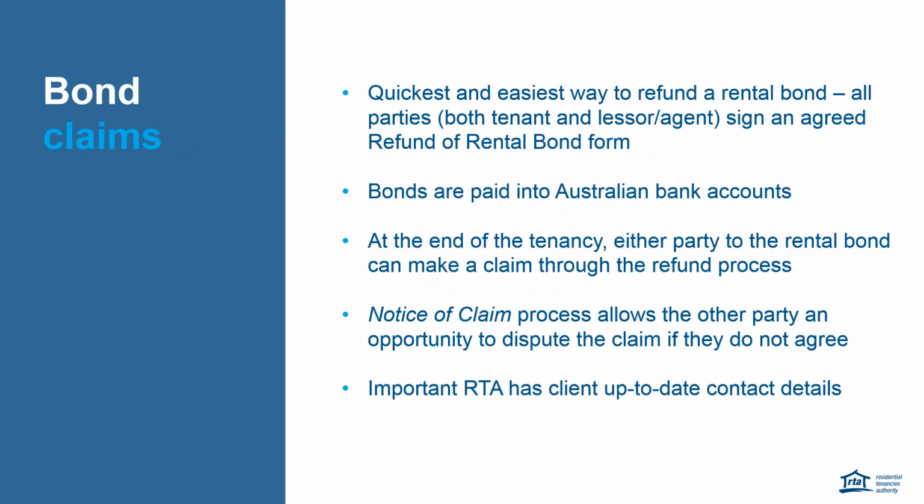So just with bond claims, the quickest and easiest way to get a refund is to have everybody involved in the tenancy on the bond, all parties sign and agree to a refund form and submit it to the RTA. So whether there is a full refund or a part claim, if all the parties, the tenant and the landlord or agent, agree, sign the form and submit it online, generally the RTA will refund that bond within 2 to 3 business days. Bonds are refunded into Australian bank accounts, so it's important, again, that tenants double check their details and make sure that they are correct before they submit that refund form.